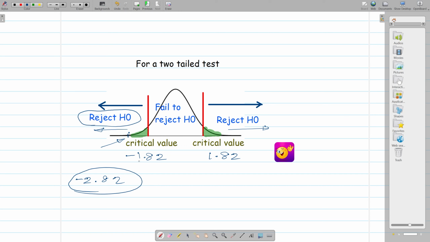For a two-tailed test, if your test statistic falls in either rejection region, on the left side or the right side, we are going to reject H naught, no matter which side, left or right.